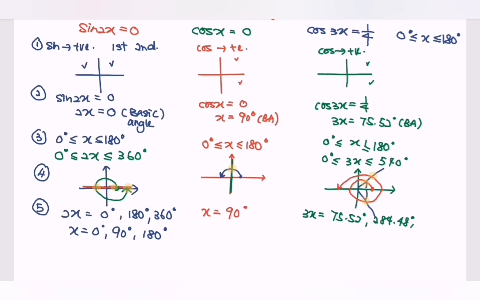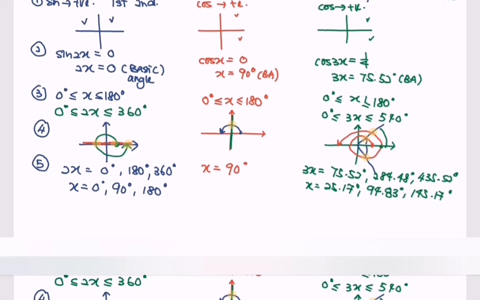Finally, 360 plus the basic angle, which is 75.52, and we will have 435.52. Divide by 3, finally we will have x is equals to 25.17, 94.83, and finally 145.17.